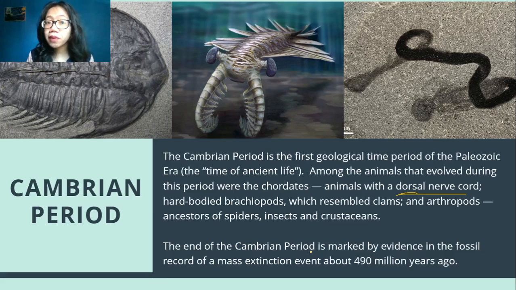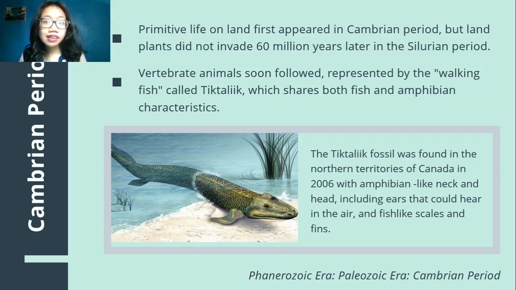So with the formation of the spinal cord, this allowed more movement and more structure in the organisms, allowing them to move further into the oceans. So from simple-celled organisms which just drift in the environment with very little means of movement, you now have fishes, primitive fishes with dorsal nerve cords. Okay, so primitive life on land also first appeared in the Cambrian period, but plants did not invade until 60 million years later in the Silurian period.